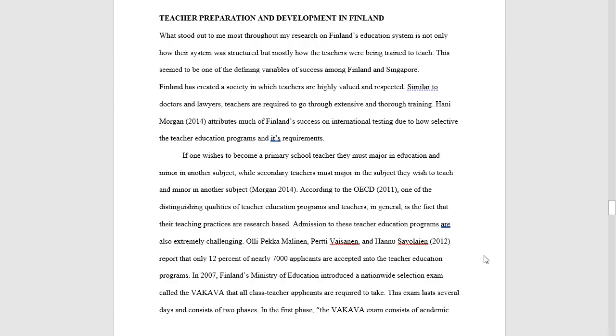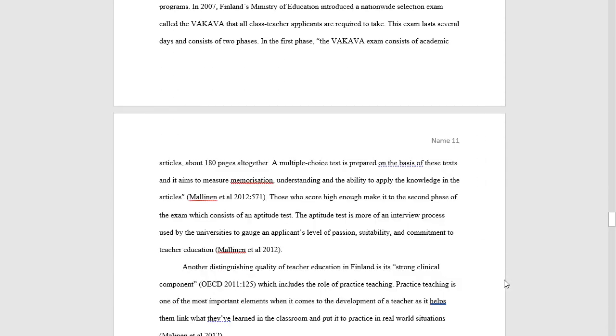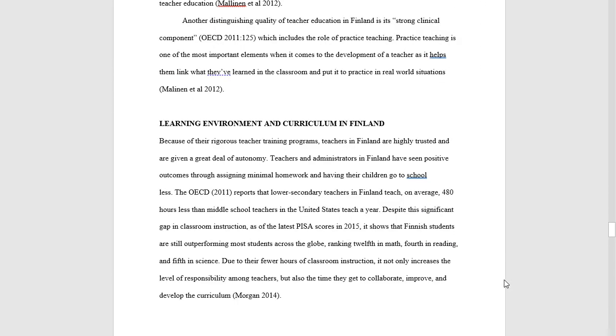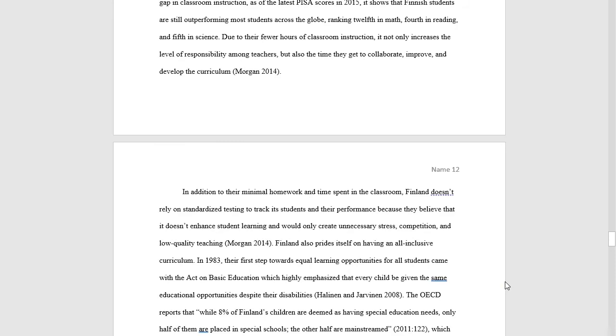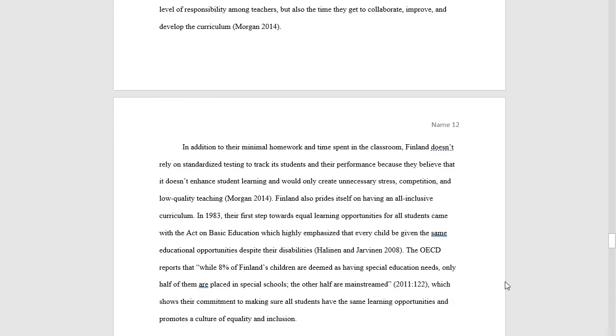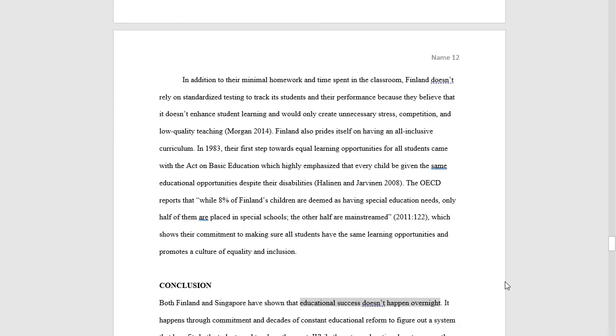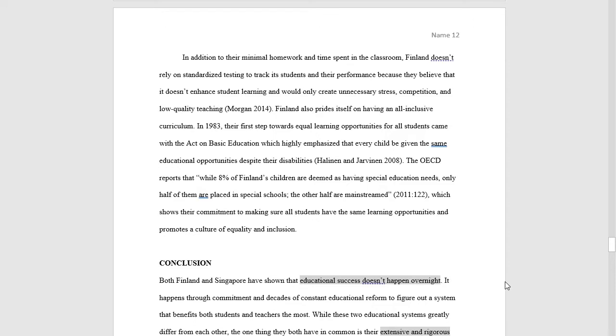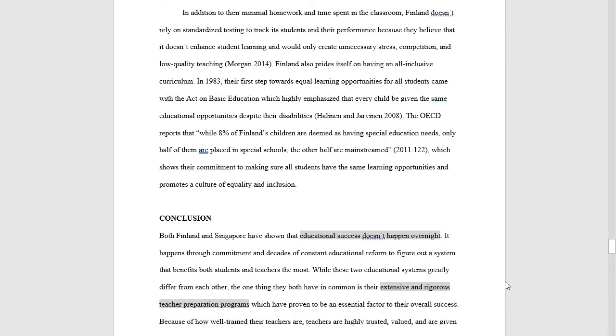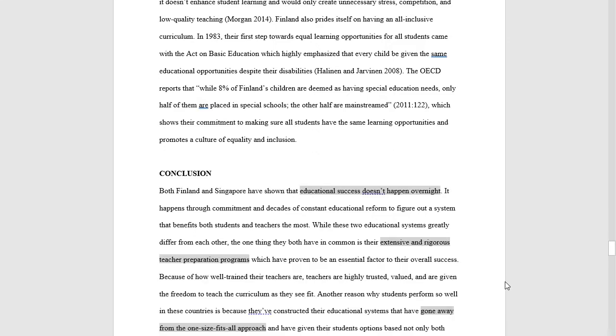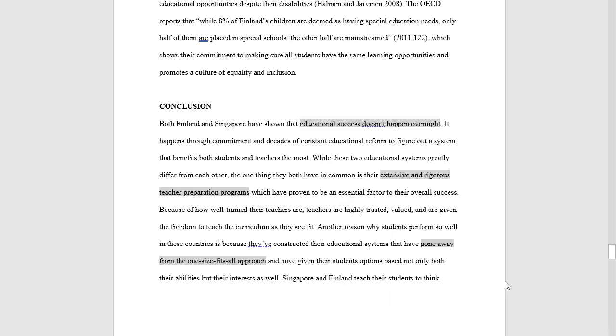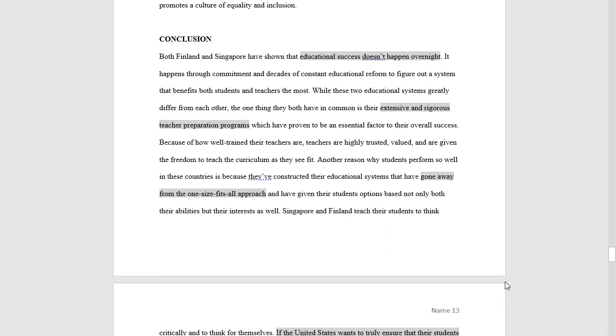So we're going to see lots of sections about Finland's educational system. And again, we're seeing lots of citations throughout that, which tells us that he's incorporating a lot of sources to develop and back up his points, to provide evidence for his points. And then the last section is the conclusion.